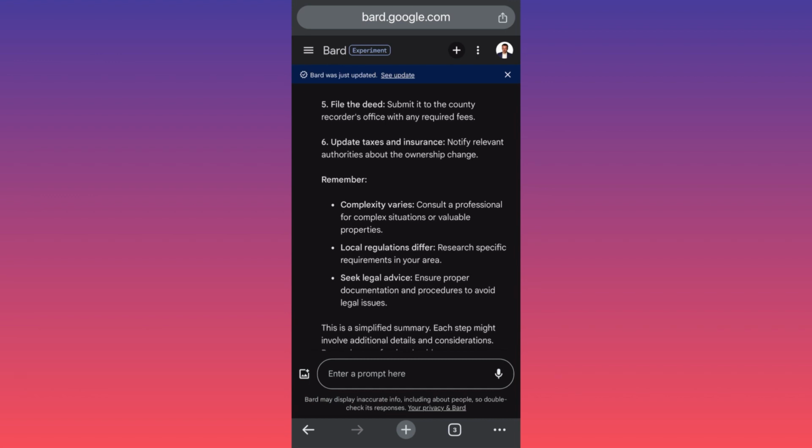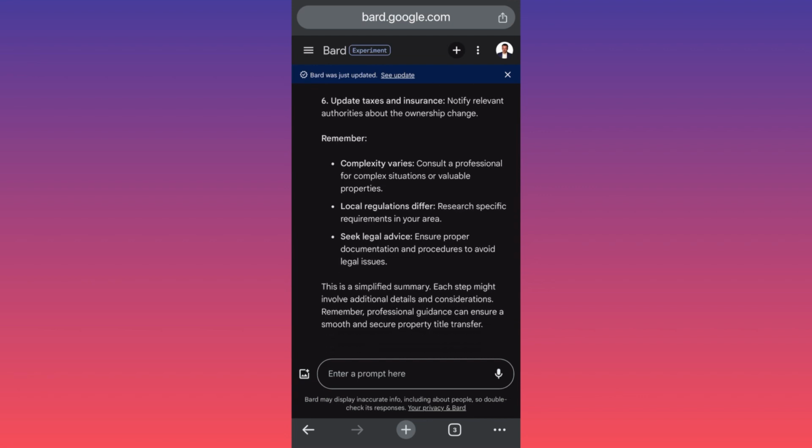Step 5 is to file the deed. You need to submit it to the county recorder's office, and you have to pay the required fees. This is part of the process. Usually, if you use a lawyer, they can do that for you.